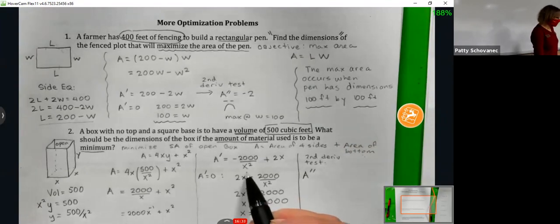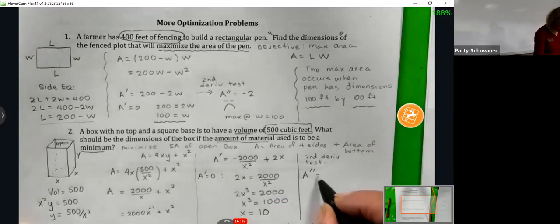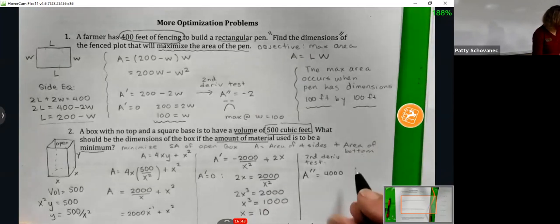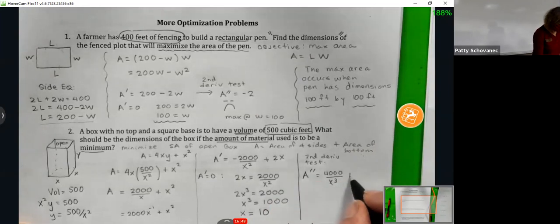Think of that as an x to the negative 2 right here. So negative 2 times 2,000 is going to give me a 4,000. Negative 2 minus 1 gives me x to the minus 3. Put it down there. The derivative of 2x is 2.